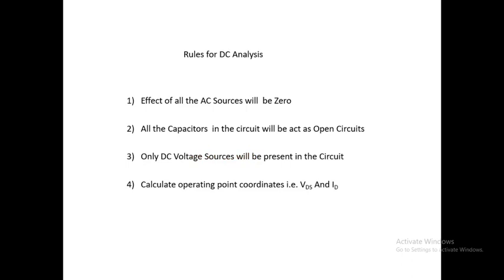To calculate the value of ID and VDS, there are certain rules for DC analysis. First, make the effect of all the AC sources 0. All the capacitors in the circuit will act as open circuits, because for DC, a capacitor acts as an open circuit. Only DC voltage sources or currents will be present in the circuit, and from that, by applying KVL and KCL, calculate ID and VDS, that is, calculate the coordinates of the operating point.